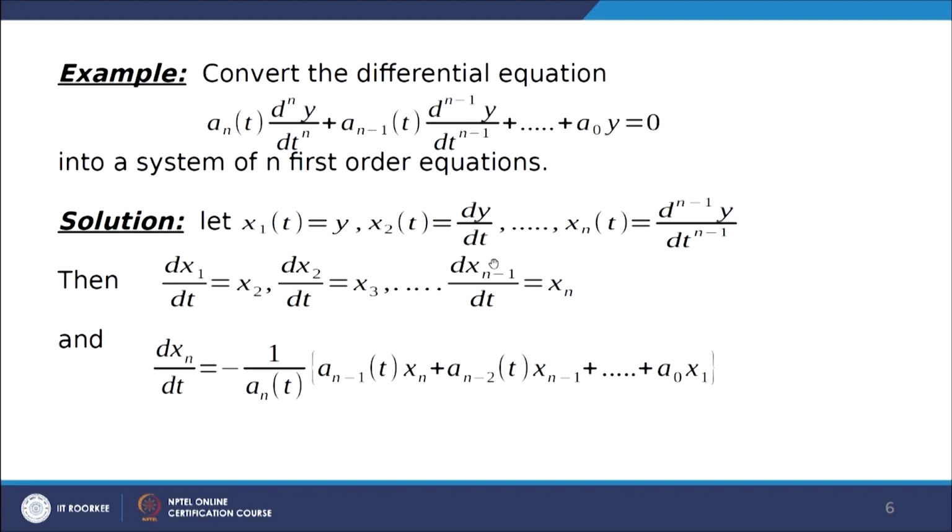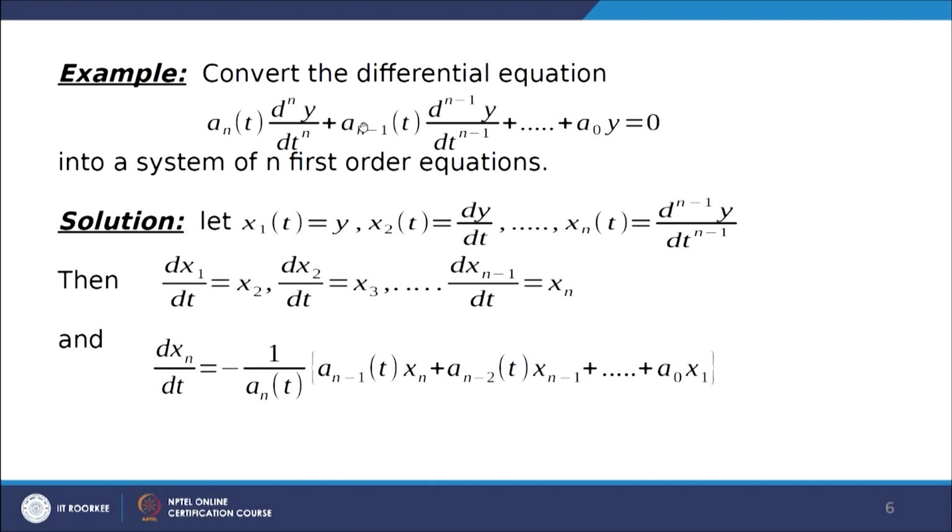So, when you differentiate x_{n-1} with respect to t, you get the nth derivative of y with respect to t, which is assumed to be x_n(t). So, dx_{n-1}/dt is equal to x_n, and dx_n/dt is the nth derivative of y. Now, you can see d^n y/dt^n is dx_n/dt.